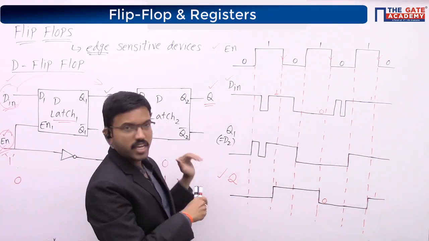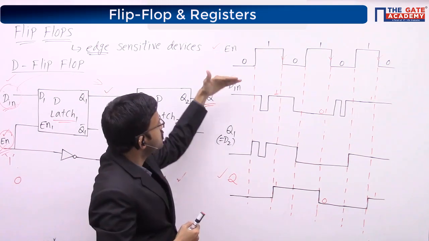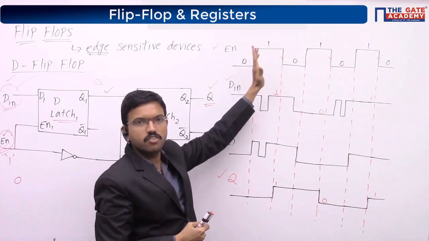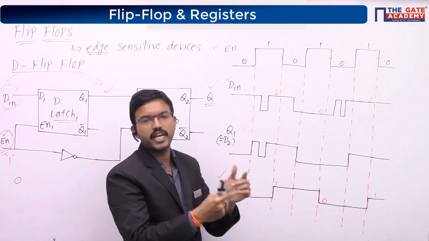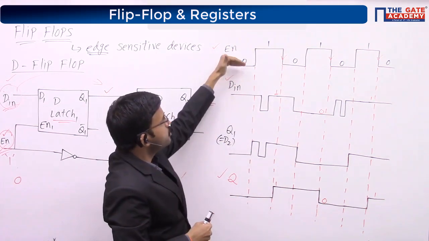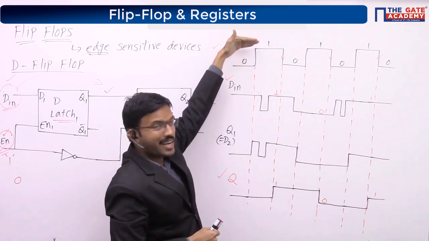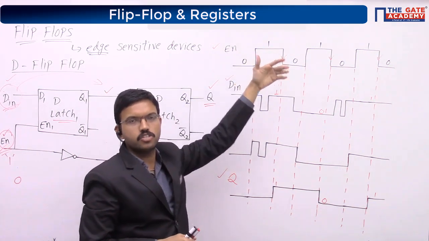Similarly, we can make it for positive edges, that means 0 to 1 transitions. Just before the 0 to 1 transition, whatever input you are having, that one you will get at the output. Okay, 0 to 1 means what? 0 means 0 volt, 1 means 5 volt. So that means it is rising or positive edge, you can say.